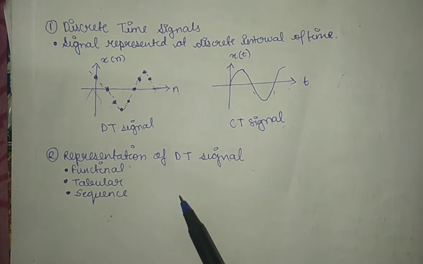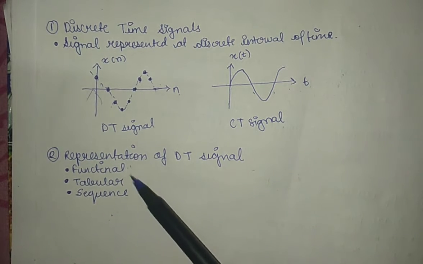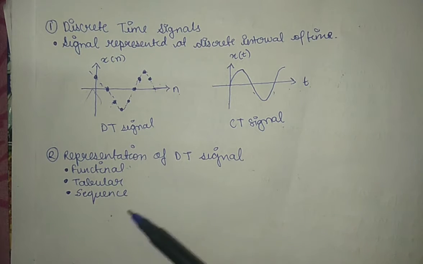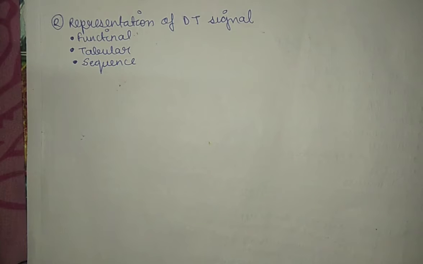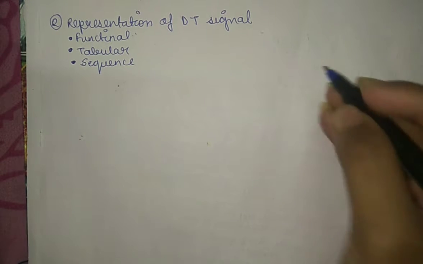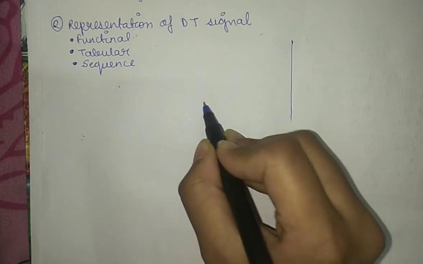This could be done in three types. We can represent the discrete time signal as functional representation, tabular representation, or sequence representation. So let us take a small example. A discrete time signal sequence is denoted by x of n. So consider an example. Suppose we are plotting the signal.